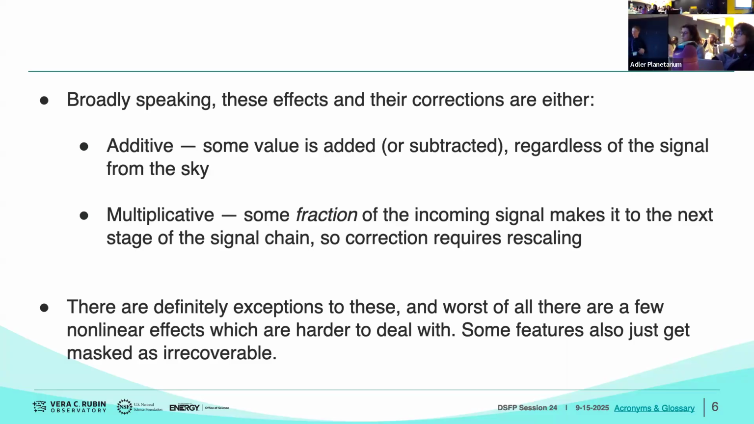There are exceptions. There are things that span both of these categories a little bit. And the worst of all is that there are really nonlinear effects that are really undesirable. But those nonlinear effects are, for the most part, small, so we're not going to really talk about them. There are some things that we're just not going to deal with at all. If we have bad columns that are permanently bad, there's no information in there. I can't rescale anything to get that column to be correct again. So we're just going to mask it and not let it mess up our measurements.